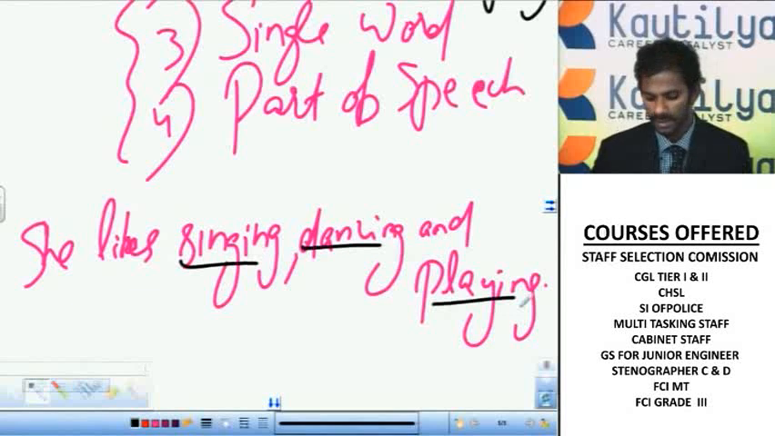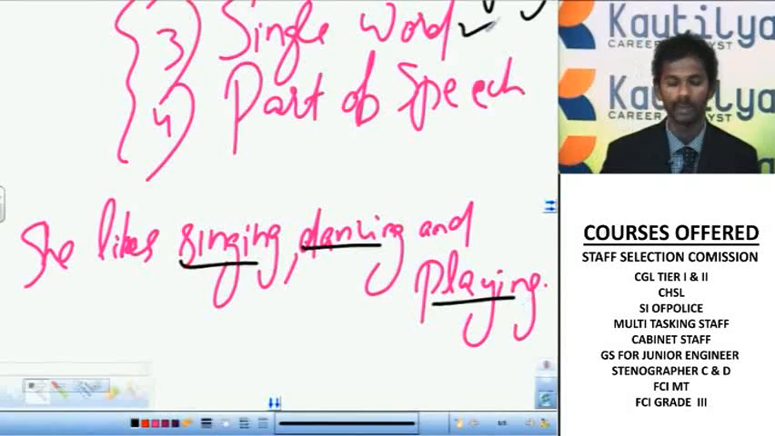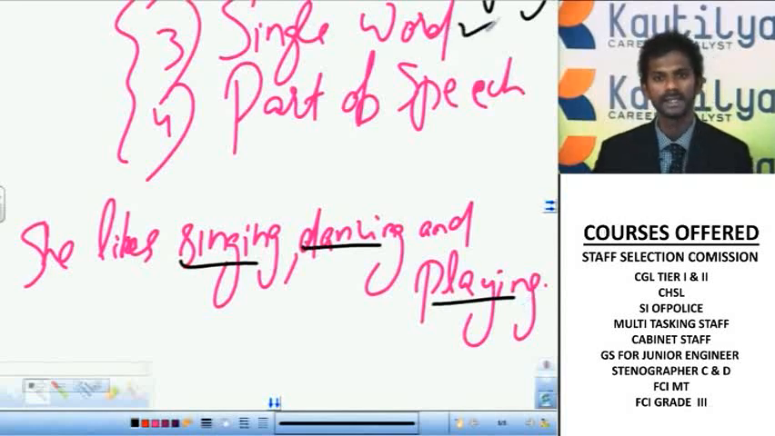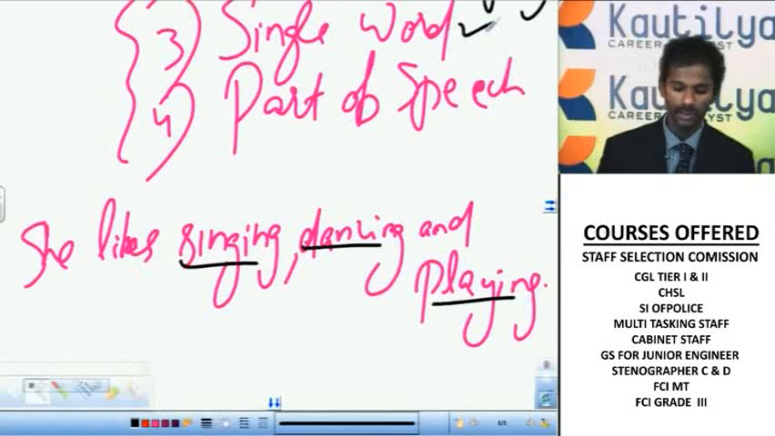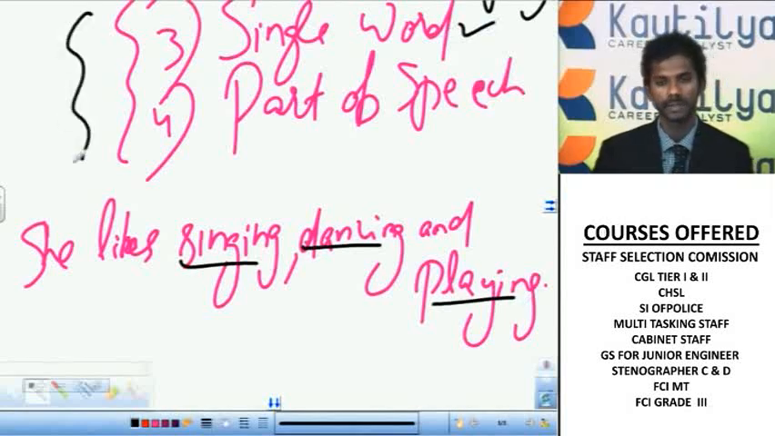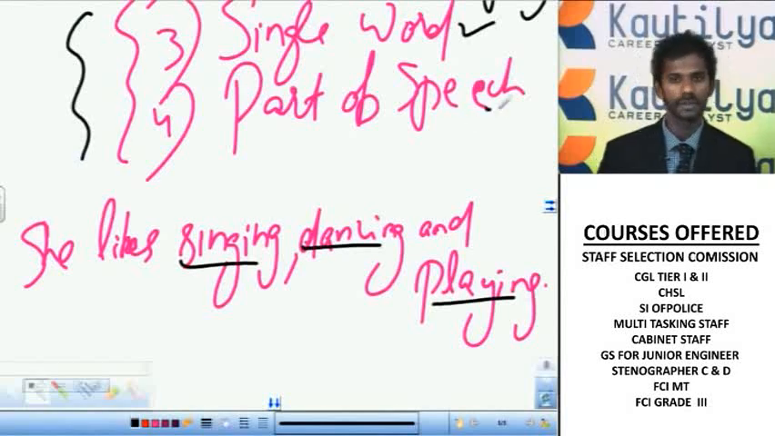So singing is a single word, first idea. Second idea is dancing, that is also a single word. Third idea is playing, that is also a single word. So all the three ideas are single words, so that concept is fine. I told you these two, single word and parts of speech, must be taken together, because parts of speech are for words, clear? So that concept, single word, is fine in this sentence. Now we have to look for the part of speech.